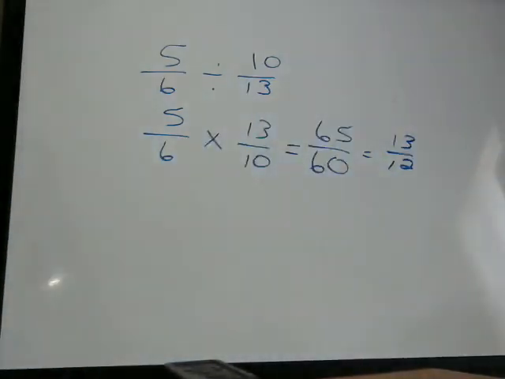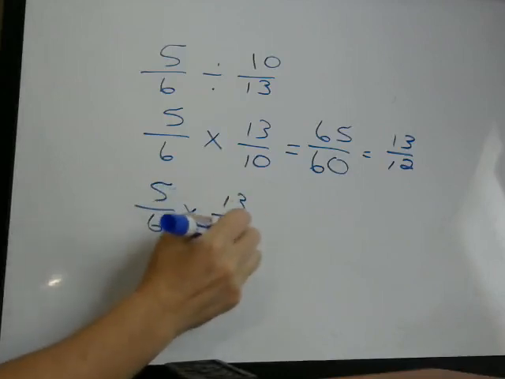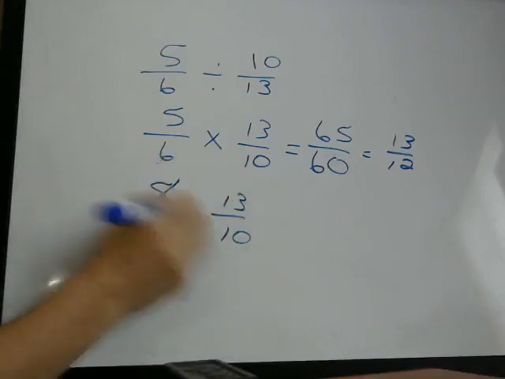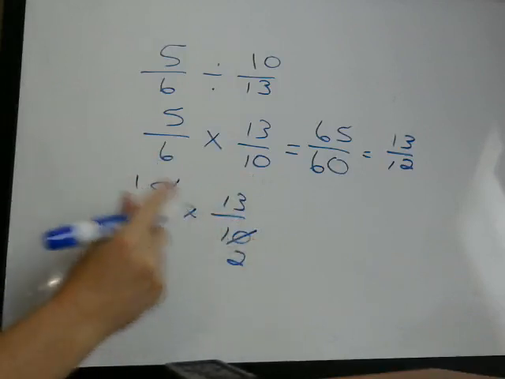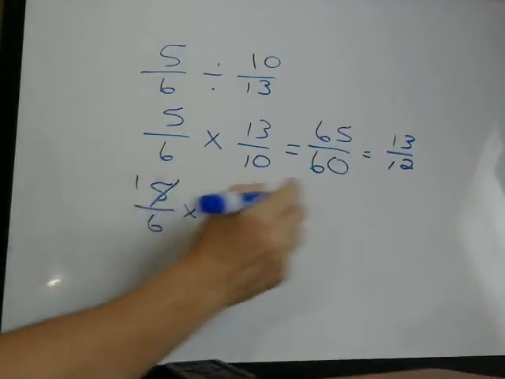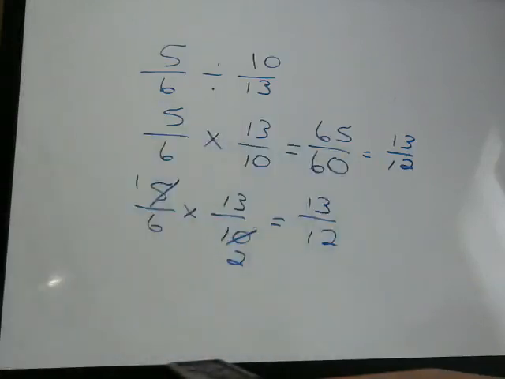over 12. Or again, when we get to the multiplication stage, we look at 5 and 10, can both be divided by 5, and then we multiply straight across. 1 times 13 is 13, 6 times 2 is 12.